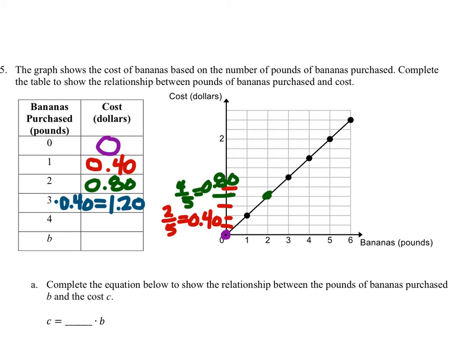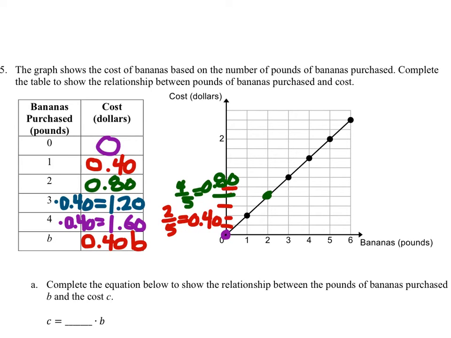So how much would 4 pounds cost? $1.60. $1.60, very good. How do we get that? 4 times 40 cents. Bam, $1.60. So how much would B pounds of bananas cost? 0.40 times the pounds of bananas.